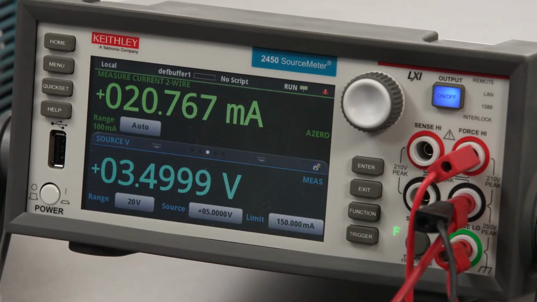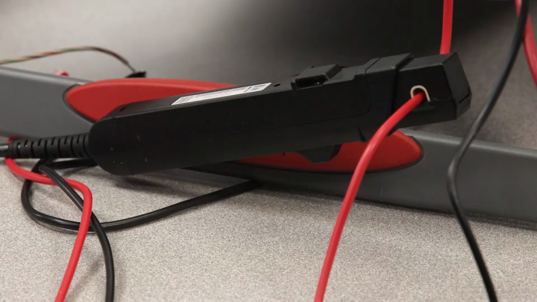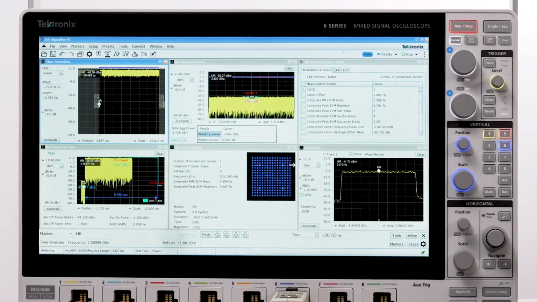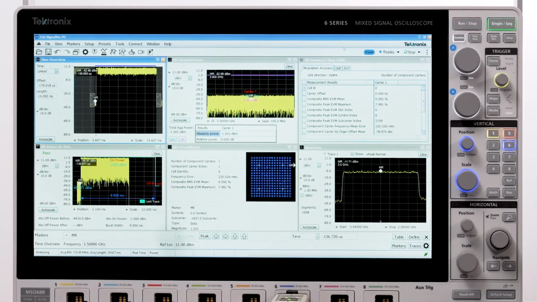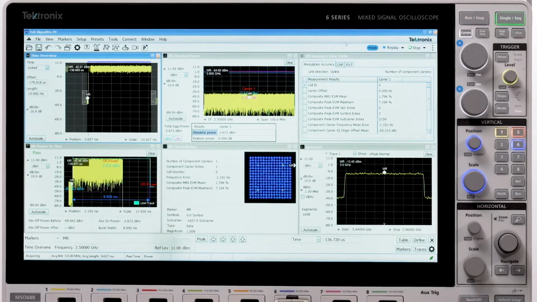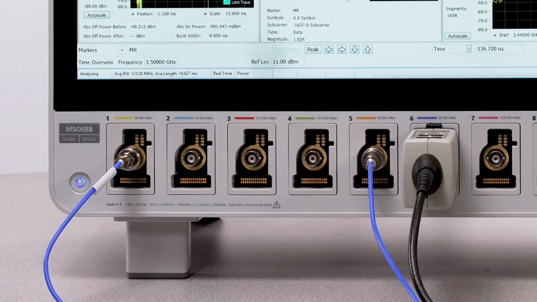The AWG is adjusted for a 250 mV to 500 mV peak-to-peak signal, which is about -11 to -17 dBm composite average power. A Keithley source measurement unit is used to power the device under test. We've also added a current probe on channel 6. And on the Series B MSO, we're running the SignalVu VSA software with 5GNR optional plugin, and we've configured it to analyze the signal captured by the scope on channel 1.